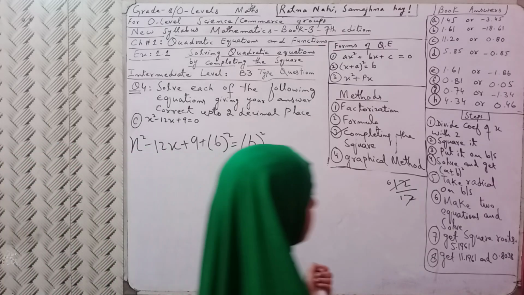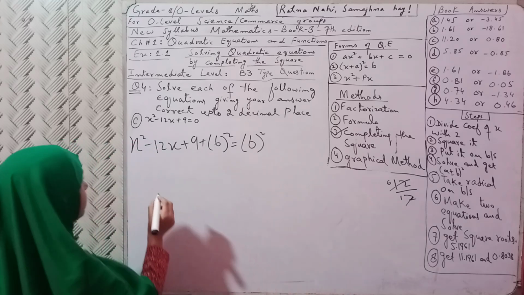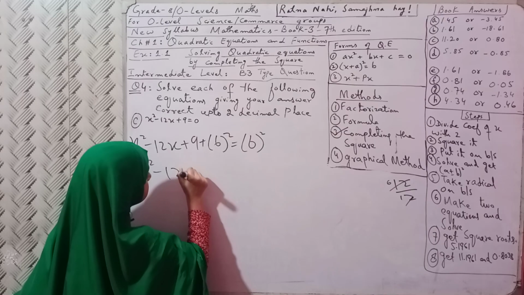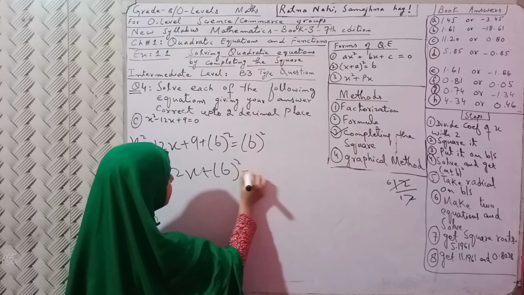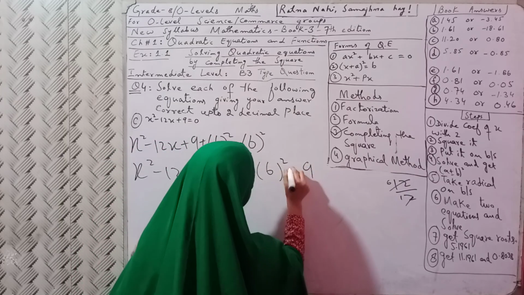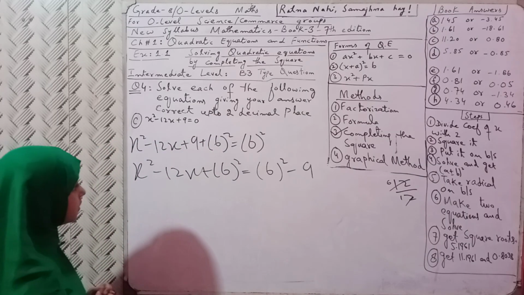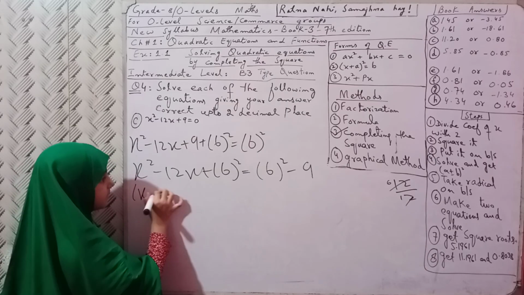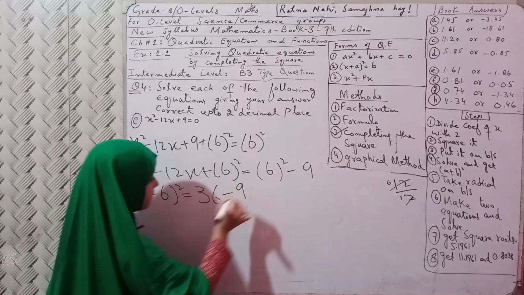Now solve and get a plus b whole square formula or a minus b whole square formula. So this plus 9 will go there, this will be minus 9. Whole square is equal to 6 whole square minus 9. Then yes, here we will use the a minus b whole square formula. So here will come x minus 6 whole square is equal to 36 minus 9.